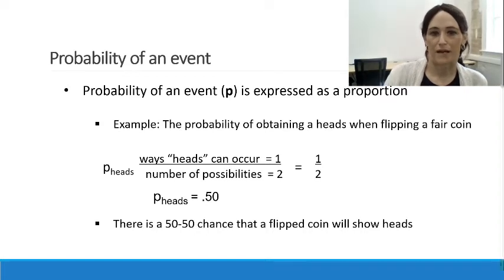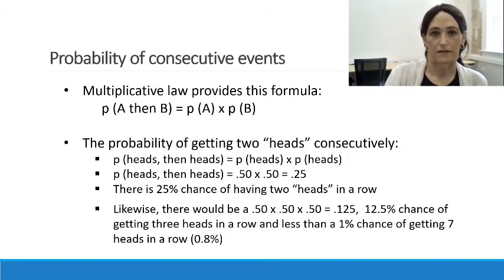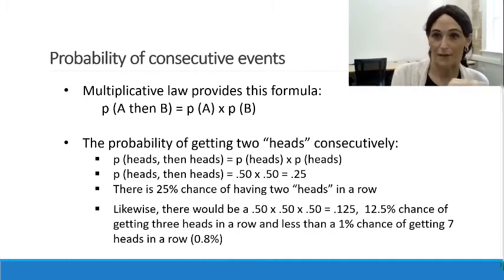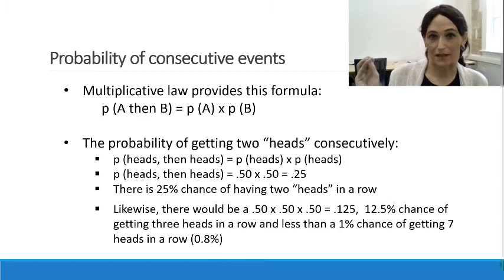So that's what I mean by the number of ways that it can occur, and the number of possibilities, the number of variants on the thing that we're looking at. We can also calculate probabilities based on something like how likely is that to happen twice in a row, the probability of consecutive events. We call that the probability of A then B, and the probability of A then B equals the probability of that event happening times the probability of the event happening again.